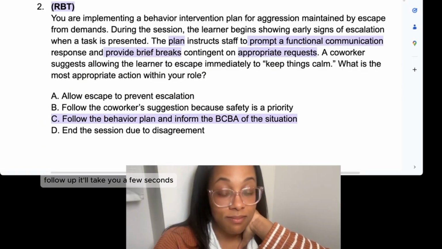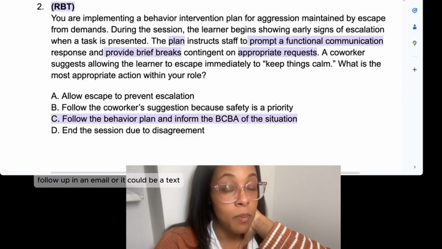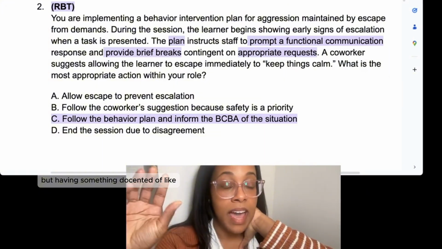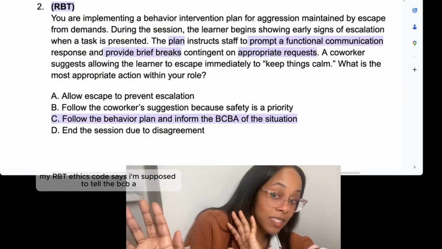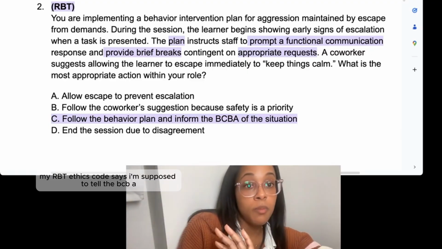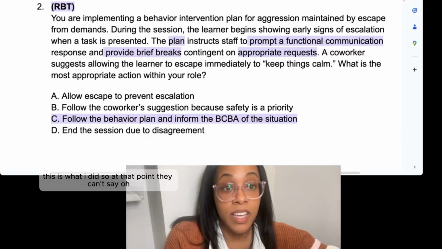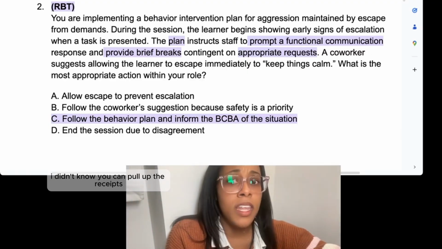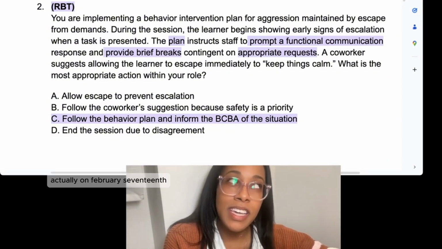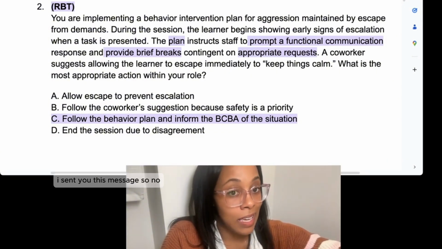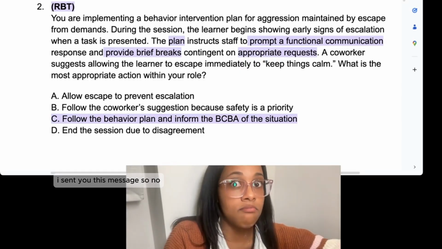Follow up. It'll take you a few seconds. Follow up in an email, or it could be a text, but having something documented that you did what you were supposed to do. My RBT ethics code says I'm supposed to tell the BCBA, this is what I did. So at that point, they can't say, oh, I didn't know. You can pull up the receipts. Actually, on February 17th, I sent you this message. So, no.